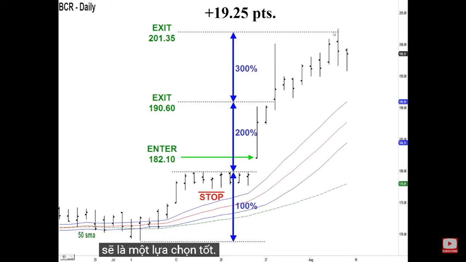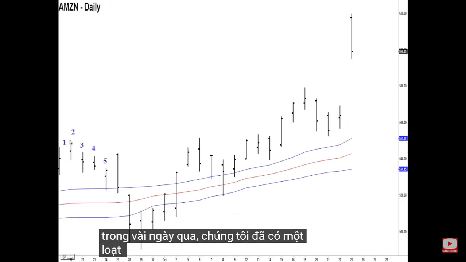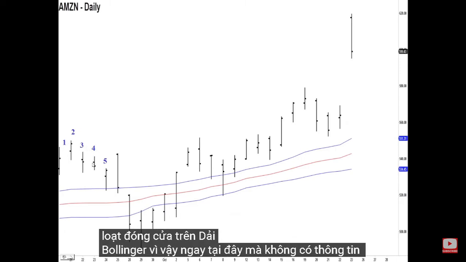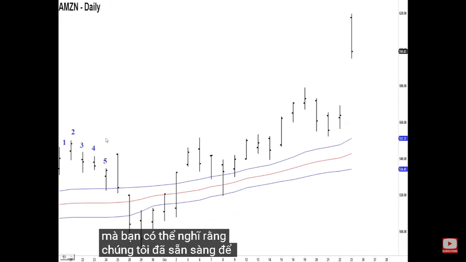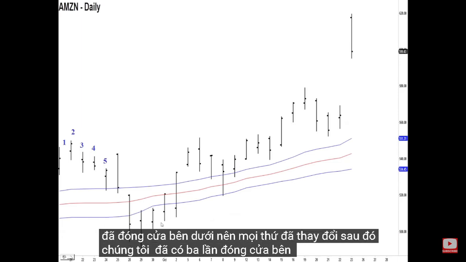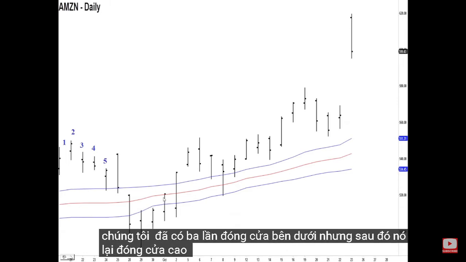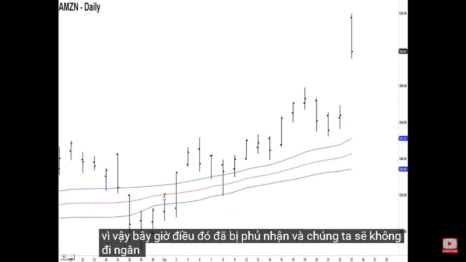In fact, here's an even better example: Amazon. Okay, this is a recent chart into this month. I believe this is just coming in the last couple of days. We had a series of closes above the Bollinger Band. So right here, with no other information, you may have thought, well, we're getting ready to go higher, but we closed below. So everything changed. Then we had 3 closes below, but then it closed higher again above the Bollinger Band. So now that's negated, and we're not going to be going short.